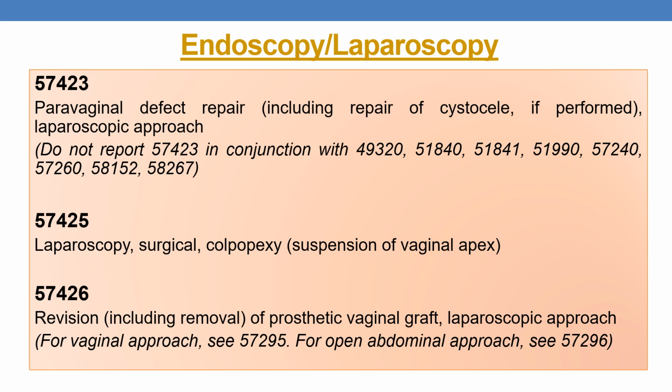The next CPT is 57423, paravaginal defect repair, including the repair of cystocele if performed, laparoscopic approach. The next is 57425, laparoscopy, surgical colpopexy, that is suspension of vaginal apex. The next is 57426, revision including the removal of prosthetic vaginal graft, laparoscopic approach. And for vaginal approach, the CPT is 57295. And for open abdominal approach, the CPT is 57296.